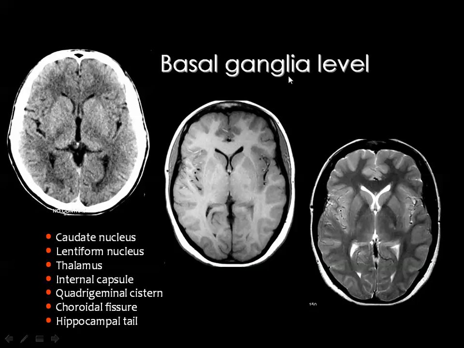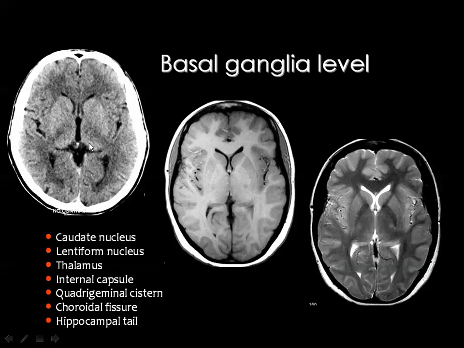And at this level, you can appreciate the caudate nucleus in the concavity of the frontal horn. And this is the head of the caudate nucleus. And the lentiform nucleus, which is located here, and the thalamus, which is located on either side of the third ventricle. Then, if you look to the CT scan and you see this very faint hyperdensity, this is the caudate, and this is the lentiform, and this is the thalamus.